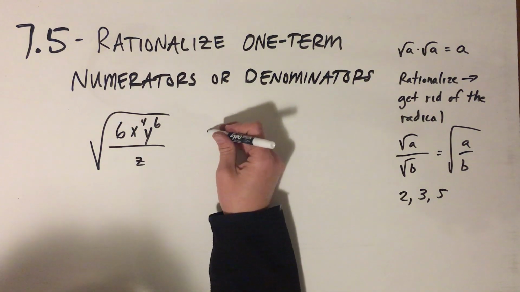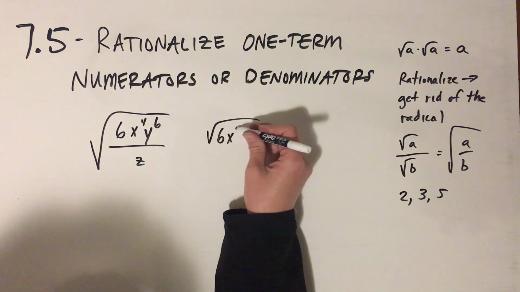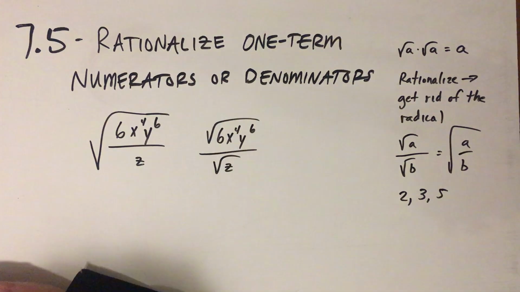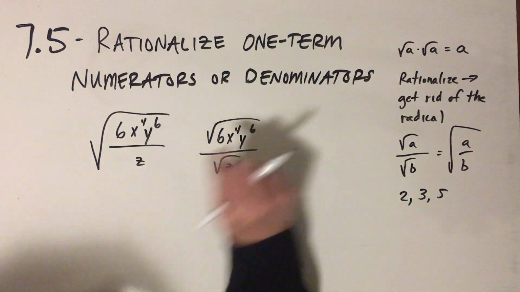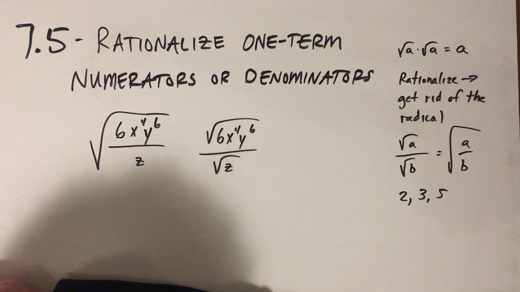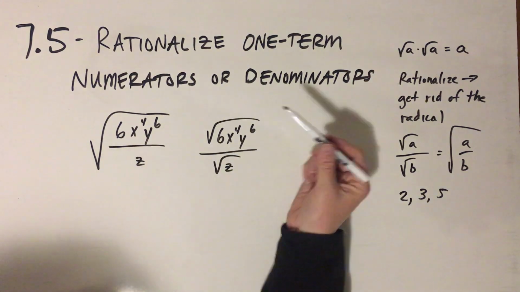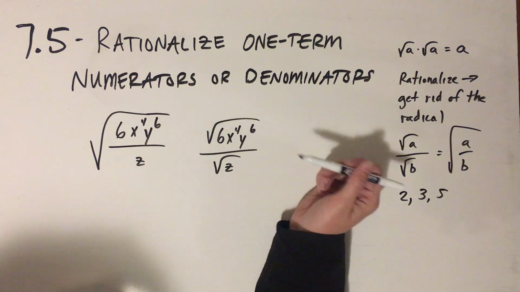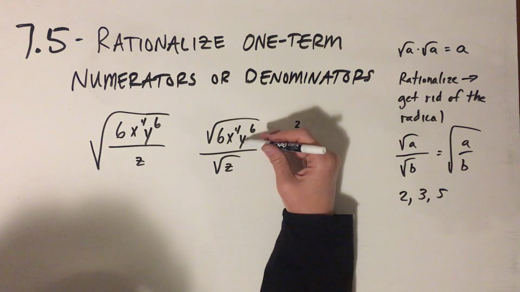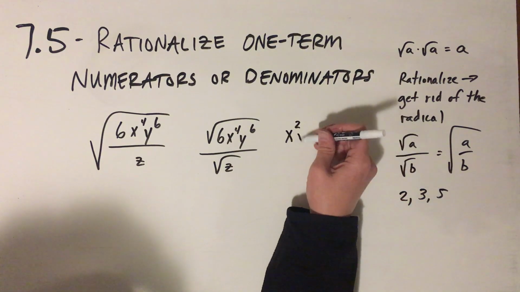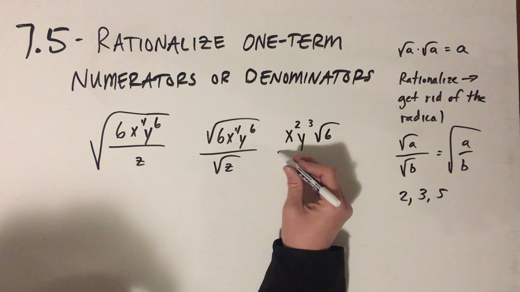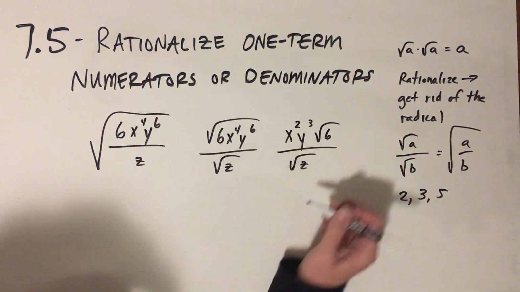Now I'm going to separate them out, and say, I want to get rid of this radical here in the numerator. Well, what would I have to do? Let's see, can we simplify this top? Well, this x to the 4th is a perfect square, so I can bring it out and it's x squared. This y to the 6th is also a perfect square. I can bring it out and it's y cubed. So all I have left under here is the square root of 6. And on the bottom I have the square root of z.